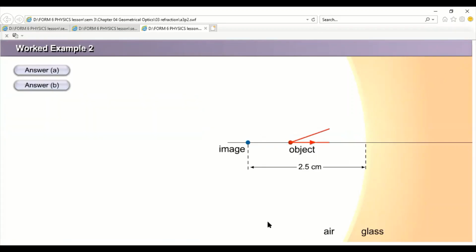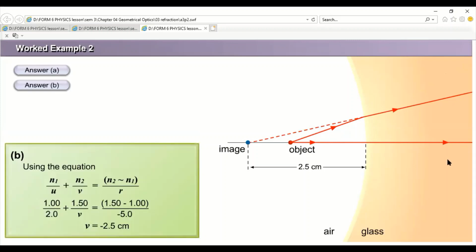Another example, if we place the object 2 cm in front of the concave surface, where the refractive index of air is 1, refractive index of glass is 1.5. We get that the image formed will be -2.5, -2.5 in front of the concave surface.